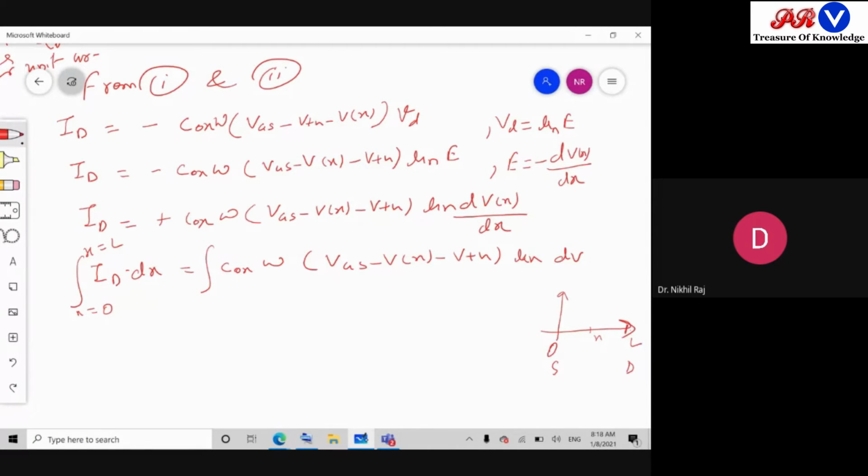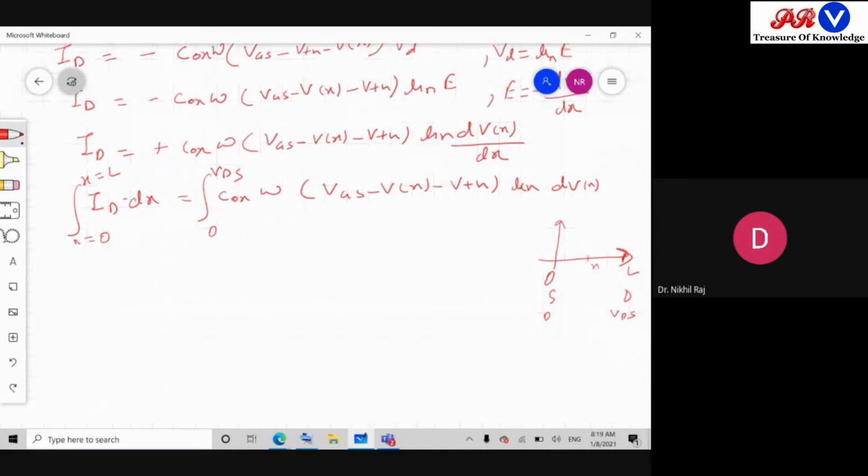So at that time what will this Vx voltage be? V of X will extend from 0 to the maximum voltage at the drain end. The source end voltage is 0, and here at the drain end it will be VDS voltage. So now put the limits and do the integration.